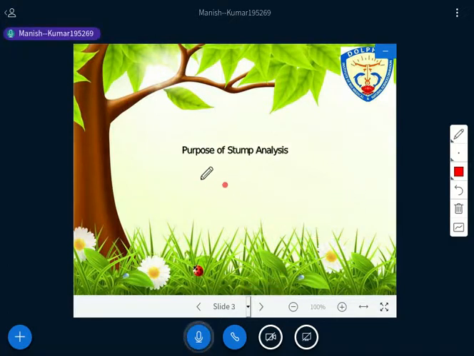Now let's go to the purpose. Why should you do this? What is the basic purpose? The definition suggests that we have to count the annual rings. As I already told you in the stem analysis class, these rings provide lots of historical data. Through stump analysis also you are able to get some past history of that region, that tree, and also the climate.